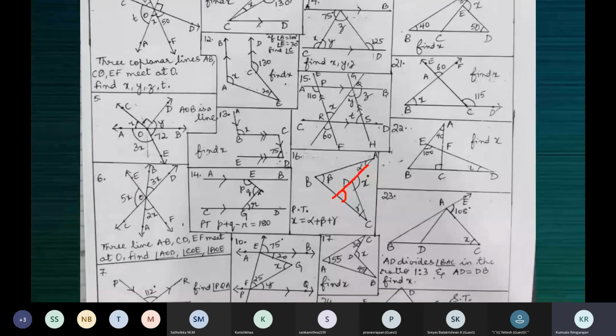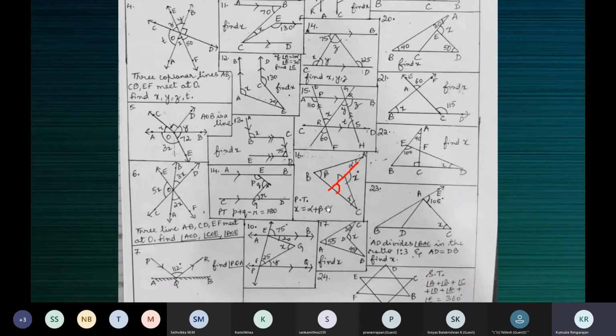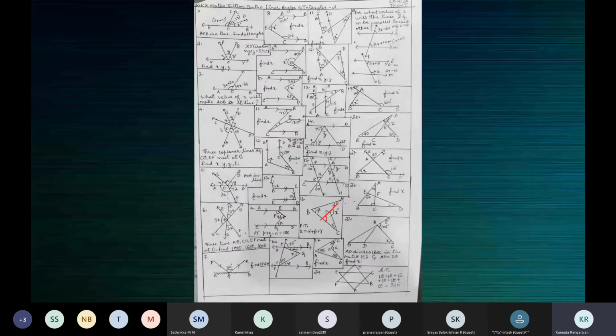Now this is the construction. You need to produce AD to meet BC at, okay, let me mark that point at, say, P.